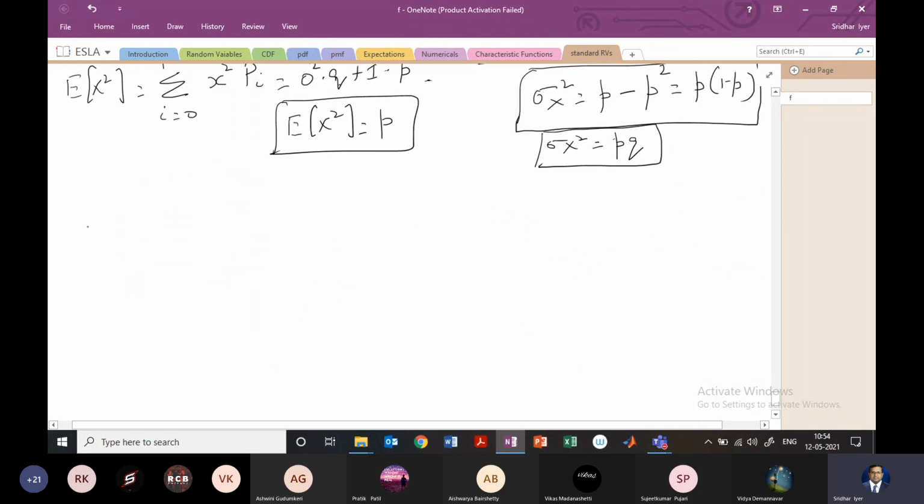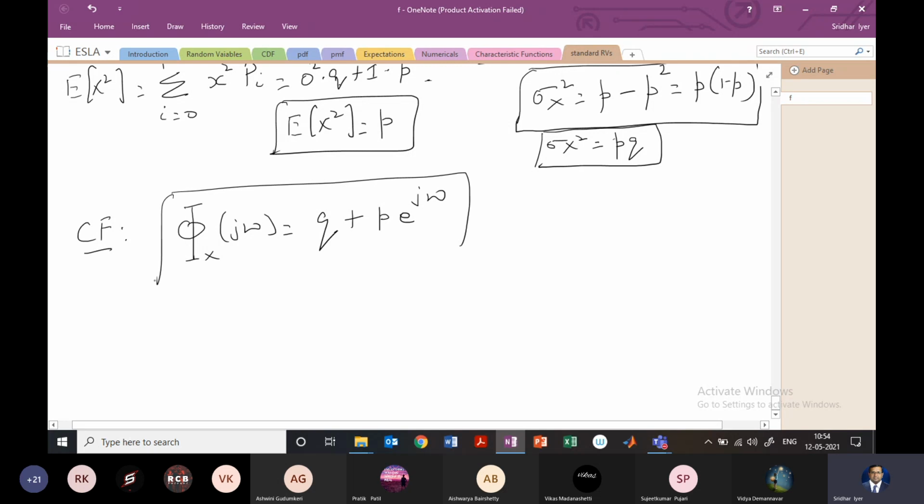So now we are asked to verify the same using the characteristic function. So the characteristic function for the Bernoulli's random variable phi x of j omega is given as q plus p e raised to j omega. Okay, I have just given you the equation. I would want you to go back and actually derive this equation, right?